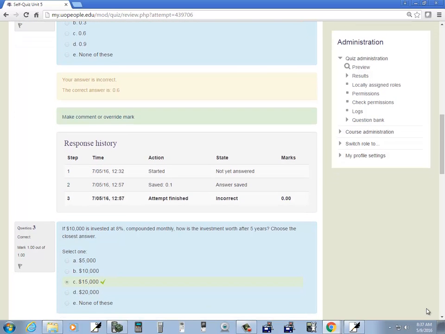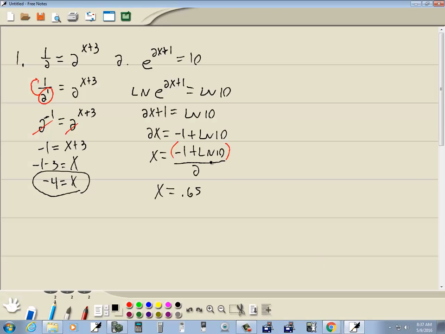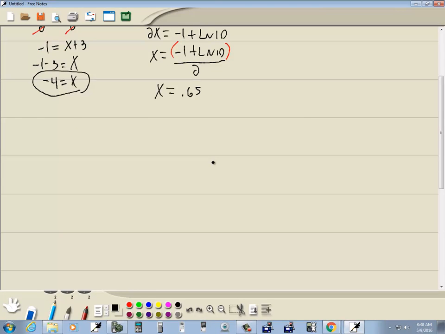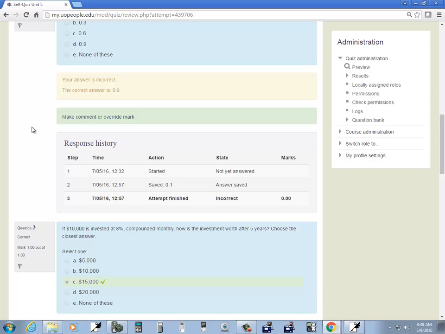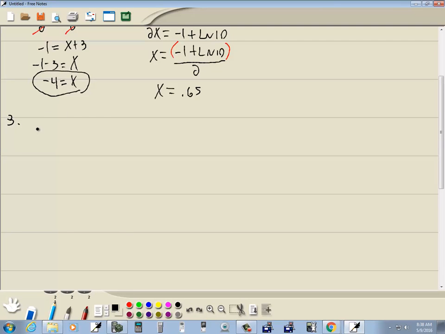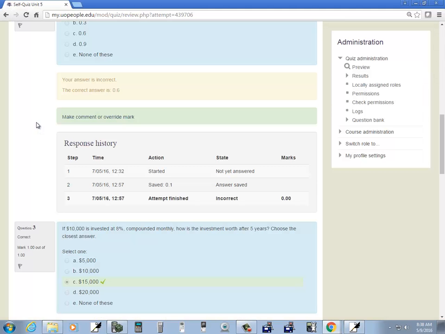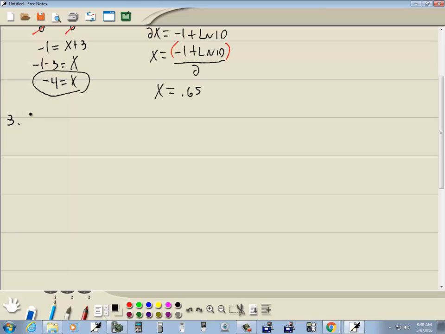Okay, this one right here. It says if 10,000 is invested at 8% compounded monthly, what is the investment worth after 5 years? Choose the correct answer. Doesn't say anything about continuous. It says compounded monthly, which means it's going to be this formula right here.